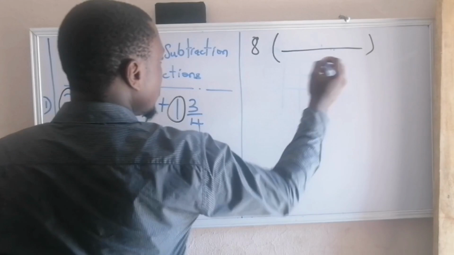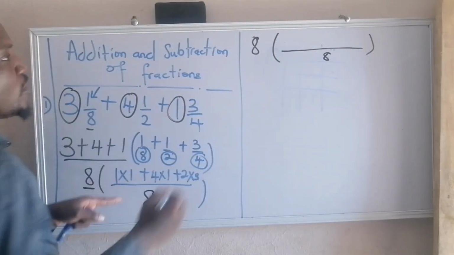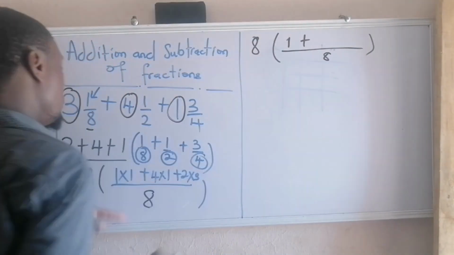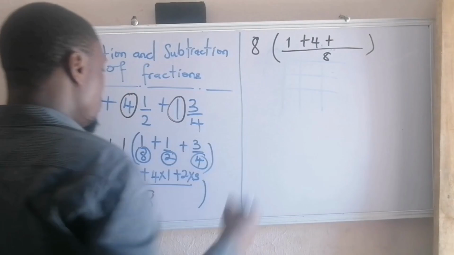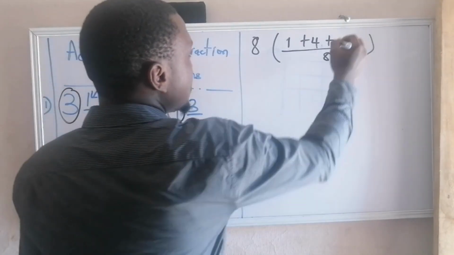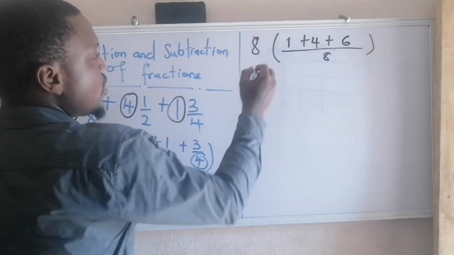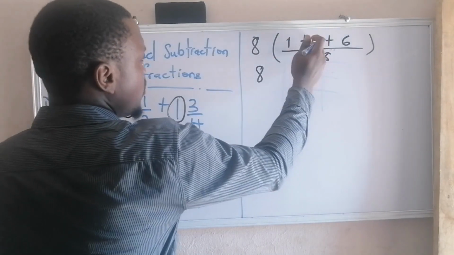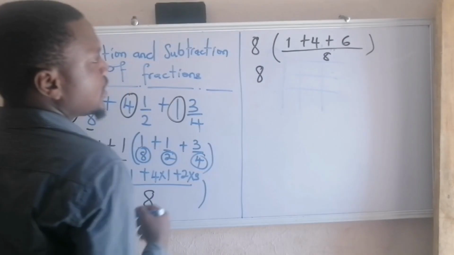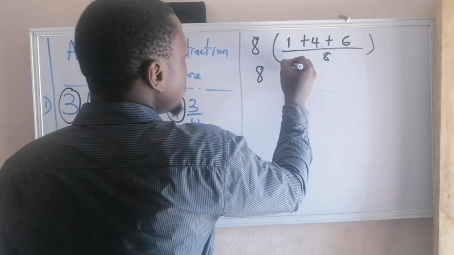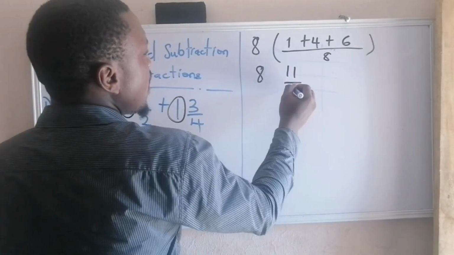The numerator: what is 1 times 1? 1 times 1 is 1. Plus, what is 4 times 1? That will be 4. Plus, what is 2 times 3? 2 times 3 is 6. Can you see? So you now write 8. Now what is 1 plus 4? 1 plus 4 is 5. 5 plus 6, that will be what? That will be 11. So you have 8 whole number 11 over 8.